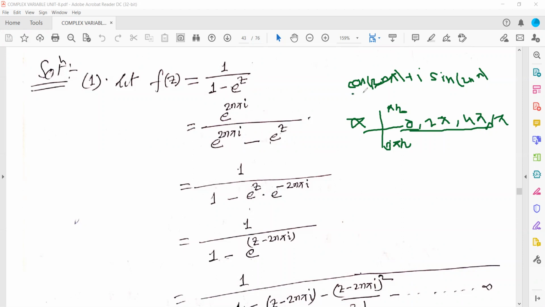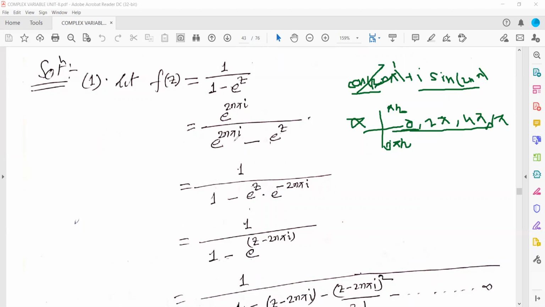So what is the value of cos 0? At this point, what is the value of cos? That is 1. And at this point, what is the value of sine? That is 0. So this part will become 0 and this will become 1. So in place of 1, I can write e to the power twice n pi. Similarly, in the denominator, e to the power twice n pi minus e to the power z.